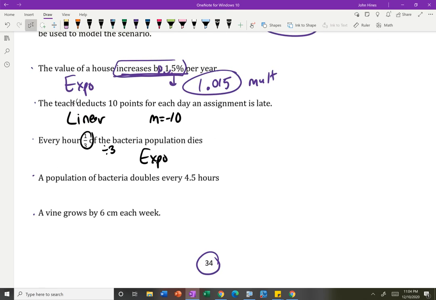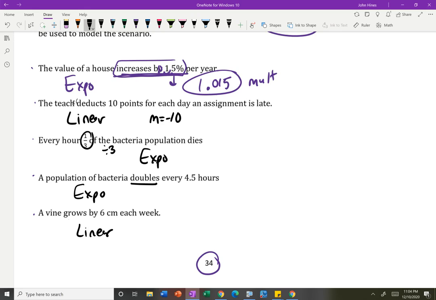A population of bacteria doubles, or there's the bad word, it doubles. This is exponential. And finally, a vine grows by 6 centimeters each week. Well, it's growing by 6, so plus 6, plus 6, plus 6, plus 6. This here would be linear. Each week, I keep adding 6.